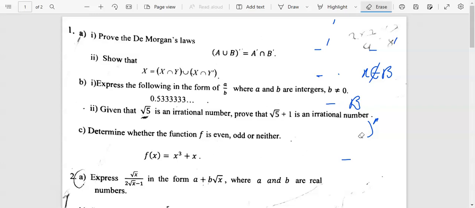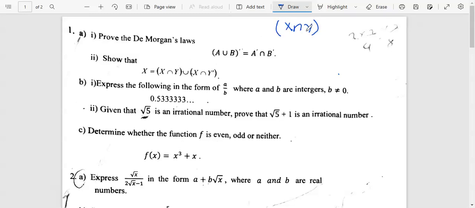Okay, so we go to the next one. Show that X is equal to X intersection Y union X intersection Y complement. All right, so I'm going to get the X intersection Y union X intersection Y complement. Now you're going to look at what is common in these two brackets. So again, you can see you have got X intersect, you also have X intersect. Like the Y is not common.